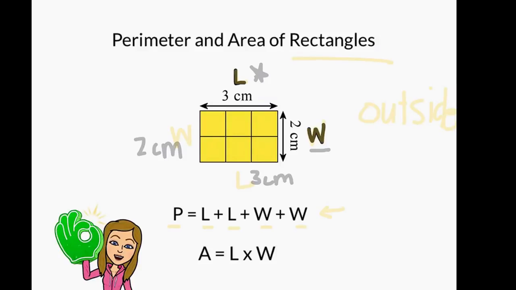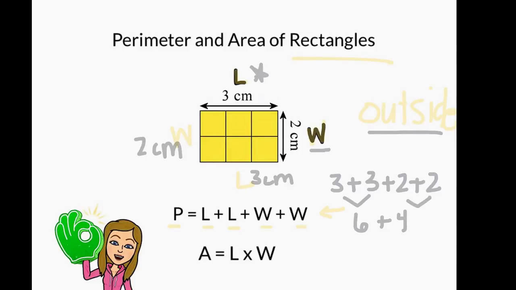In order to find the perimeter of this rectangle, I just need to add up all the sides, because remember, perimeter is the distance on the outside of our figure. So I'm going to go ahead and write out my numbers to get ready. So I'm adding my lengths, 3 plus 3, plus my widths, 2 plus 2. When I add this up, I'll end up with 6 plus 4, and I will end up with a perimeter of 10, and I noticed that the measurement was centimeters.